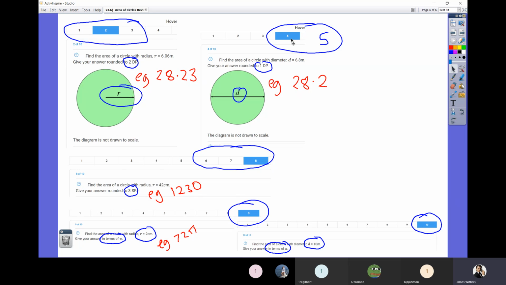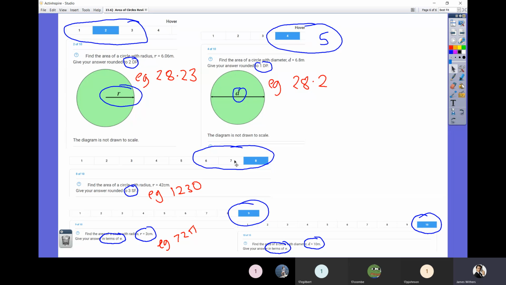However, questions 4 and 5, they give you the diameter to start with. So make sure you halve that to get the radius when you're doing pi r squared. But note how you've got to give your answers now to 1 decimal place. So for example, 28.2.